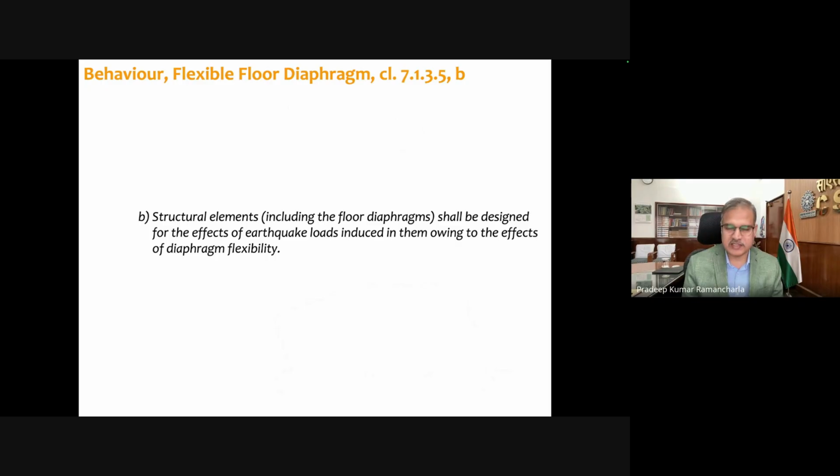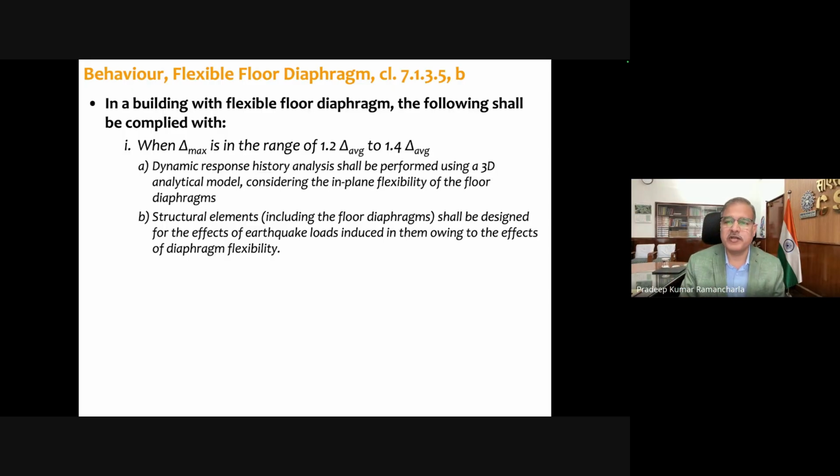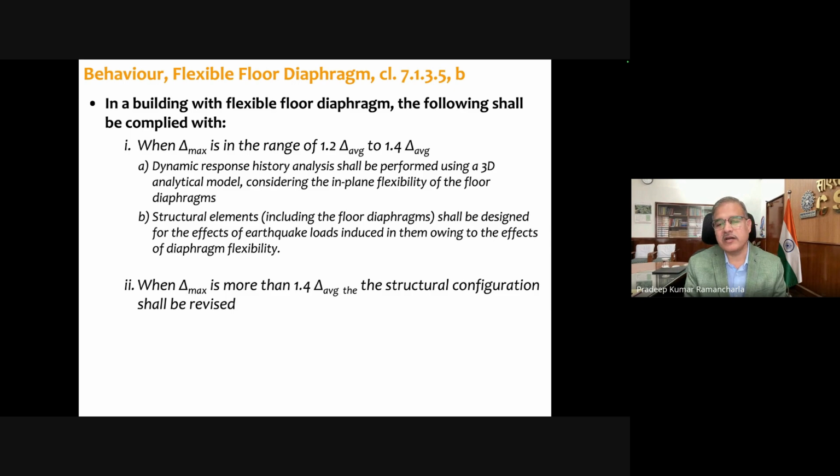Now, if such a case arises, what do we do? It is divided into two components. Up to 20% to 40%, the code says perform dynamic analysis, that is three-dimensional dynamic analysis taking into consideration in-plane flexibility of the floor. And if it is more than 40%, that is 1.4 times average, then the structural configuration has to be revised such that it falls in category number 1.